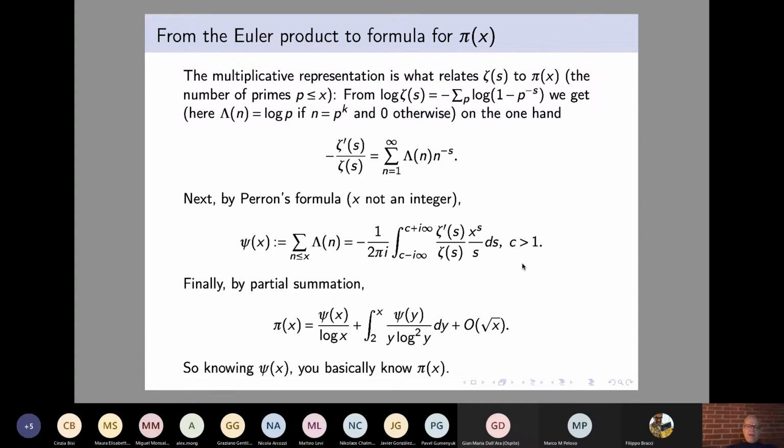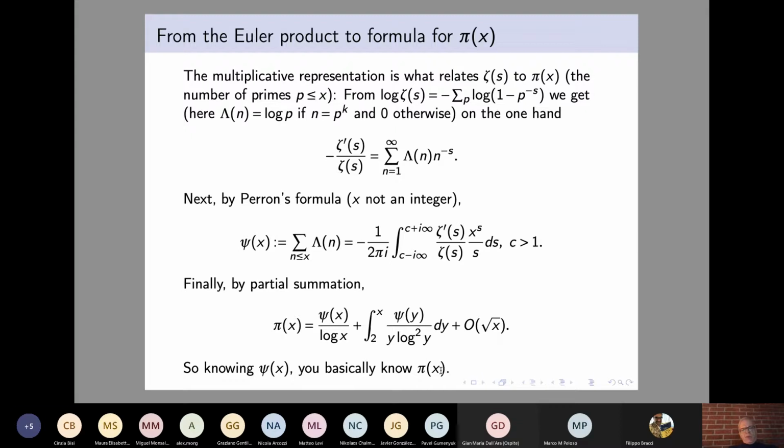And then it is just a matter of making a partial summation to get an expression for the prime counting function pi of x. It is psi of x over log x, and then we have this integral, and we have an error term which is no worse than of order square root x. So the point here is that as soon as you know psi of x, the Chebyshev function, you basically know pi of x, the number of primes up to x. So that is what we get out of the Euler product.